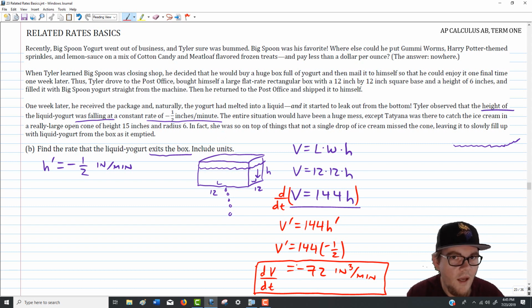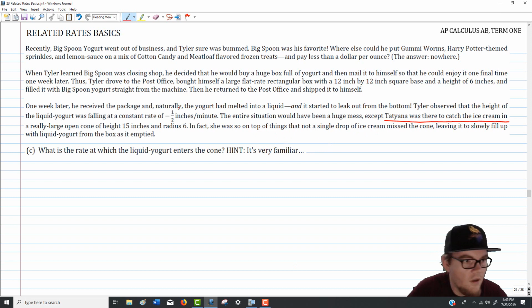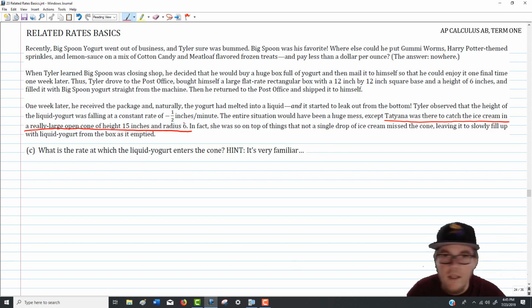Now that's really essential because our next question makes it essential. Part C asks, what is the rate at which liquid yogurt enters the cone? To describe this part of the scenario, it says the situation would have been a mess except Tatiana was there to catch the ice cream in a really large open cone of height 15 and radius 6. So really essential to get that piece of information. So our picture here, not to keep adding to the diagram, but you know, artist, gotta art. We've got yogurt in this box that's dripping out.